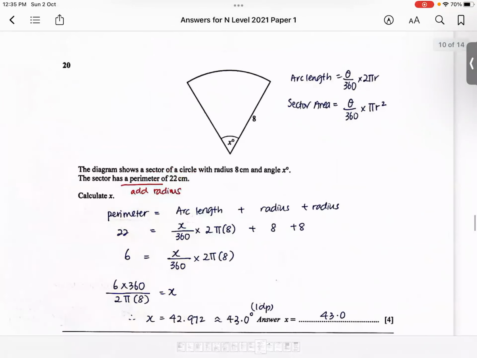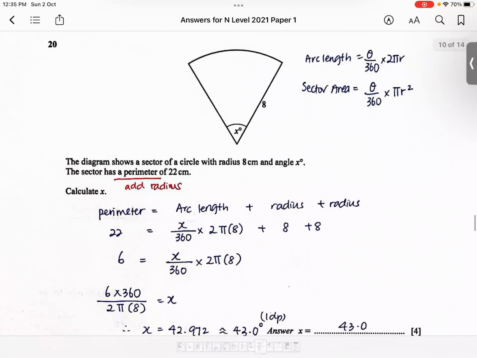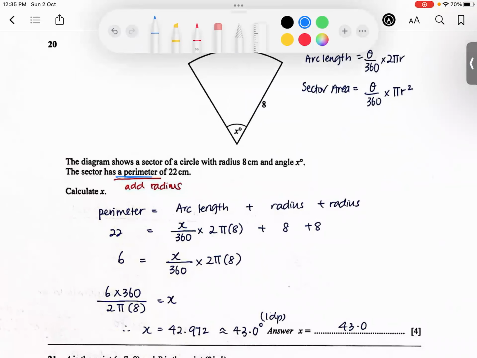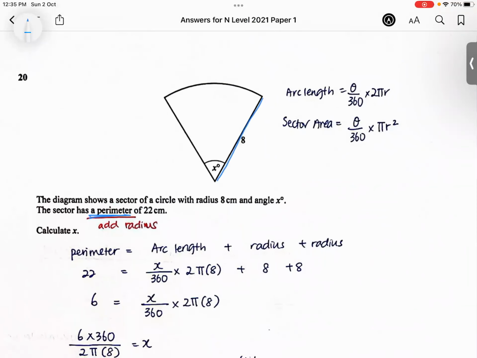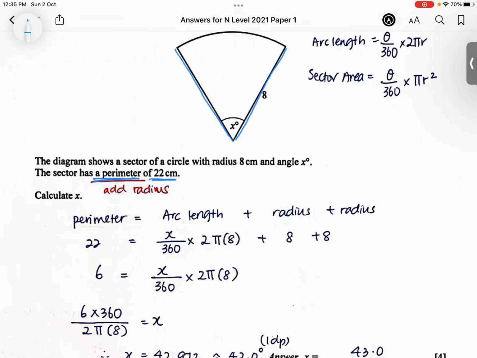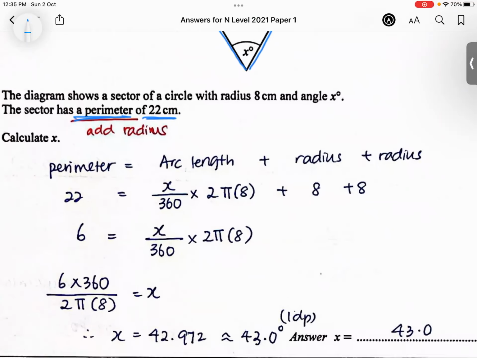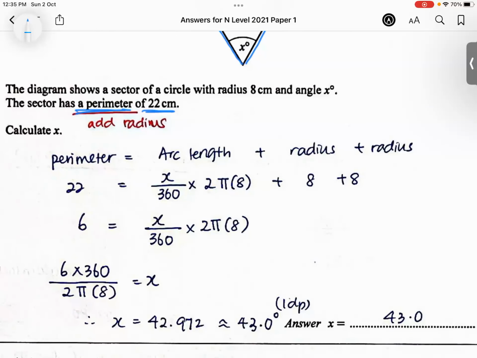Next question, this one over here shouldn't be too difficult. It's asking for the keyword perimeter. So when you have a perimeter, remember to add the 2 radius. But this question, they purposely work it backwards. They never give you the angle, they give you a number instead and ask you to find the angle. So don't worry, step by step, form the equation. Perimeter is made out of the arc length plus the 2 radius. So you just minus away the 2 radius to find the arc length.